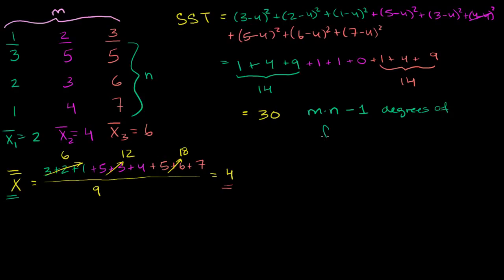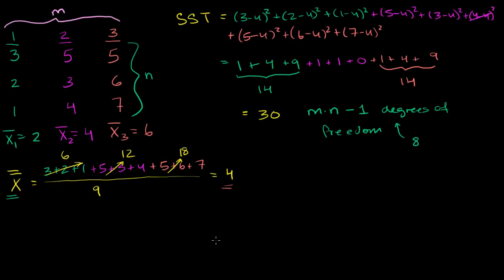And if we were actually calculating the variance here, we would just divide 30 by m times n minus 1. Or this is another way of saying 8 degrees of freedom. For this exact example, we would take 30 divided by 8, and we would actually have the variance for this entire group, for the group of 9 when you combine them. I'll leave you here in this video.